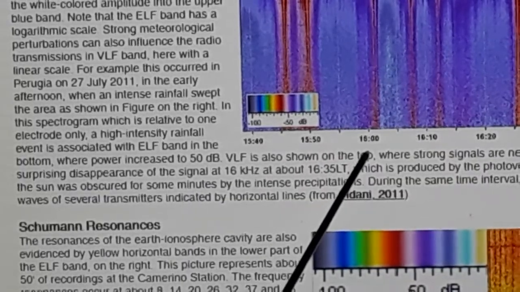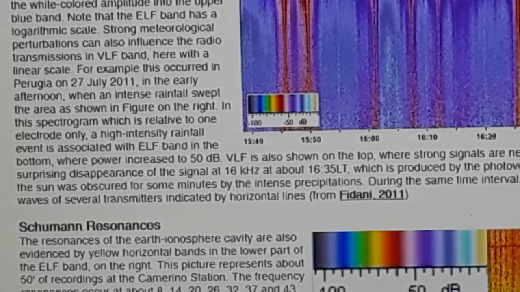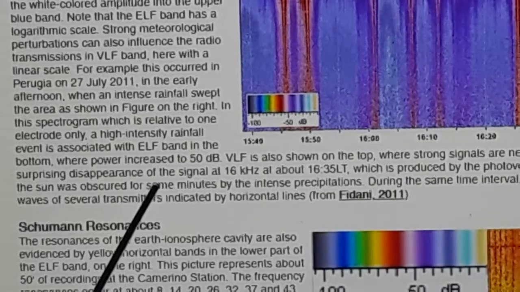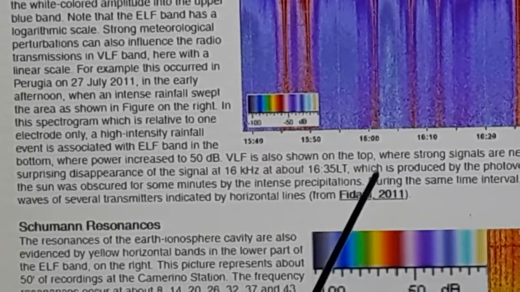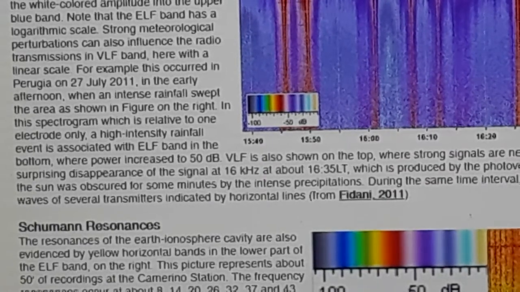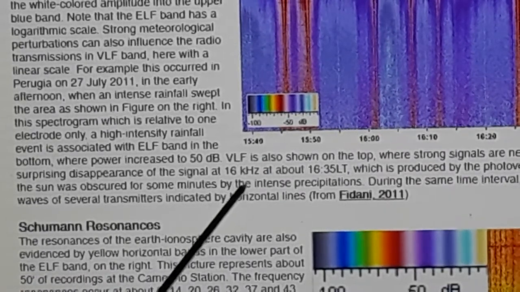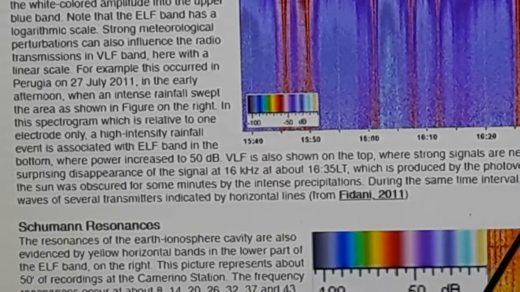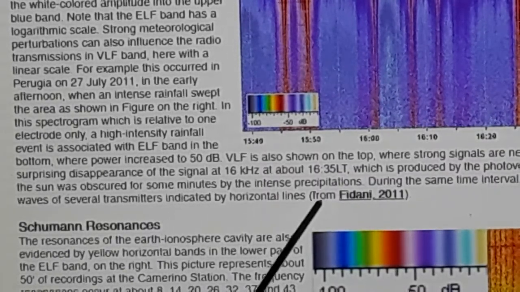VLF is also shown on the top, where strong signals are nearly absent. Here, one can observe the surprising differences of the signal at 16 kilohertz at about 16:35 local time, which is produced by the photovoltaic power supply and suggests that the sun was obscured for some minutes by the intense precipitation. During the same time interval, the yellow belt, I think, fades, as do the carrier waves of several transmitters indicated by horizontal lines. From Fidani 2011.